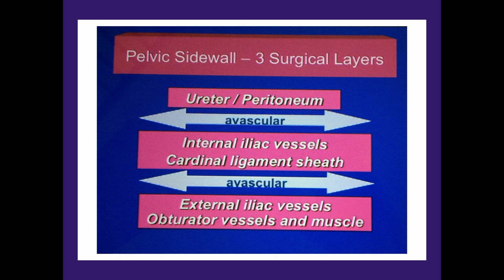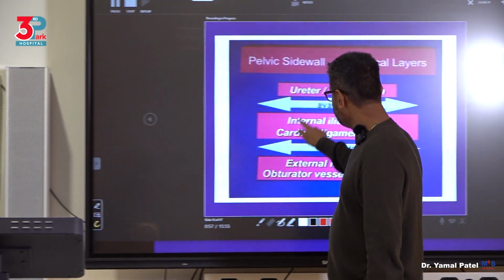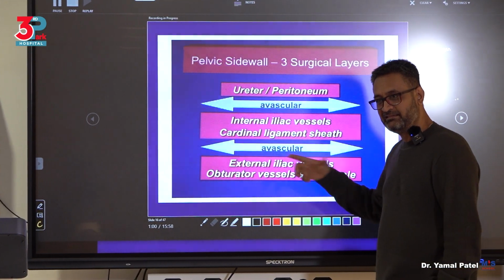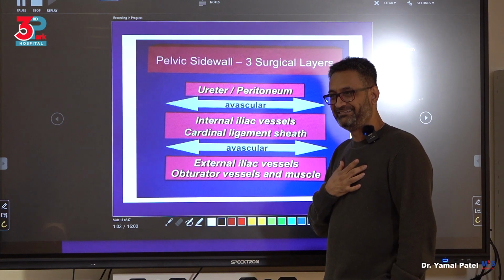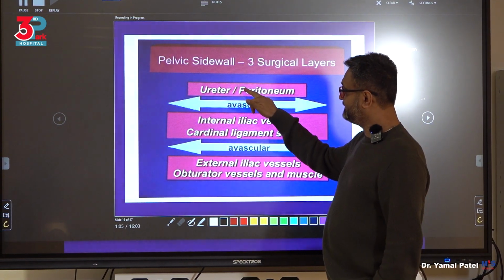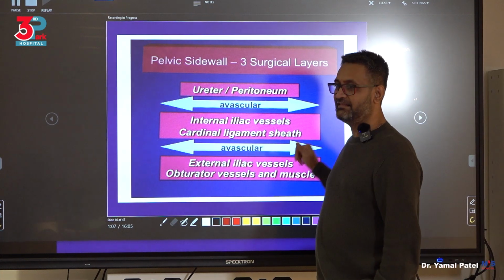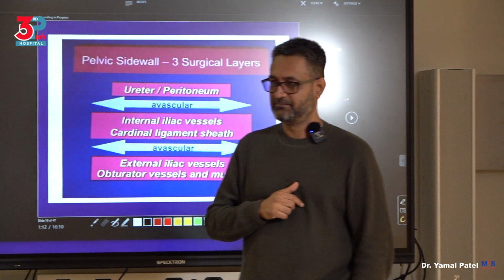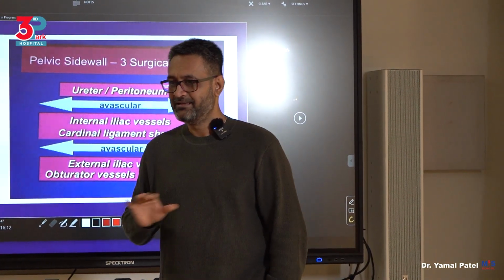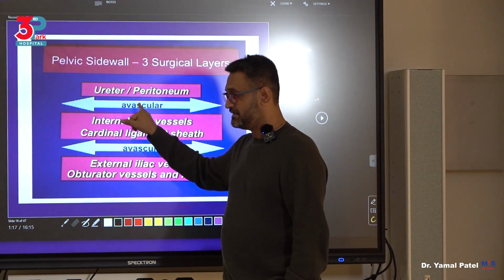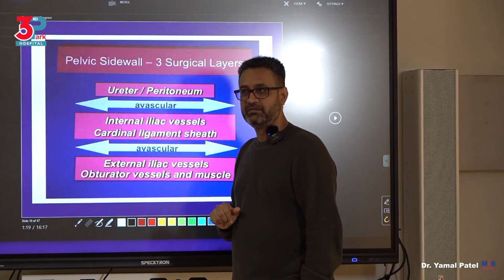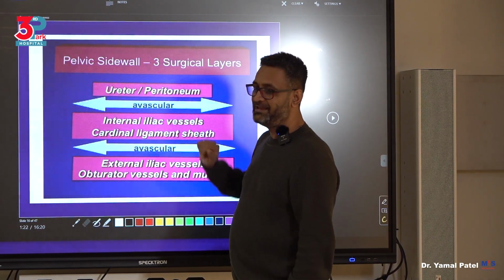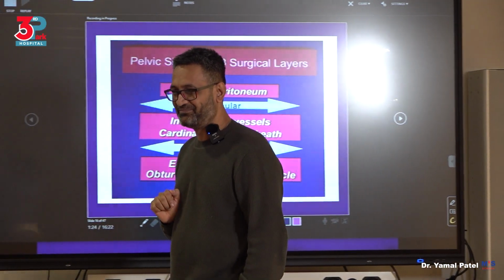Just below that, there is a plane where we can dissect this ureter off the surrounding structures. That is avascular. You see these two white avascular planes? Those are my areas of interest, where I can dissect it off the internal iliac vessels and the sheath of the cardinal ligament down there without injuring it. Now you're getting my point? My interest is here. My interest is here. Imagine there was no plane between these two. Then I have a problem.